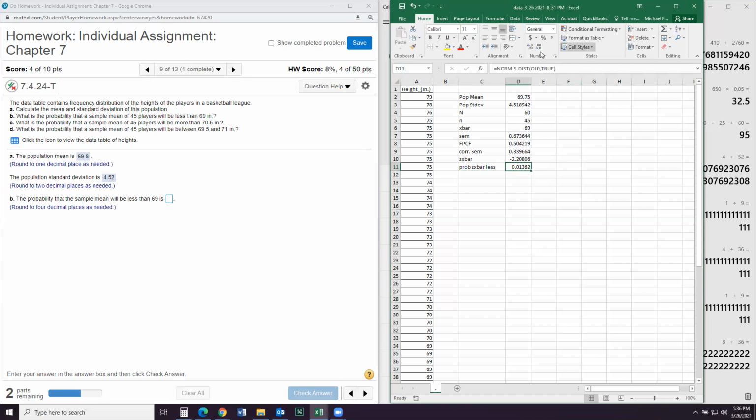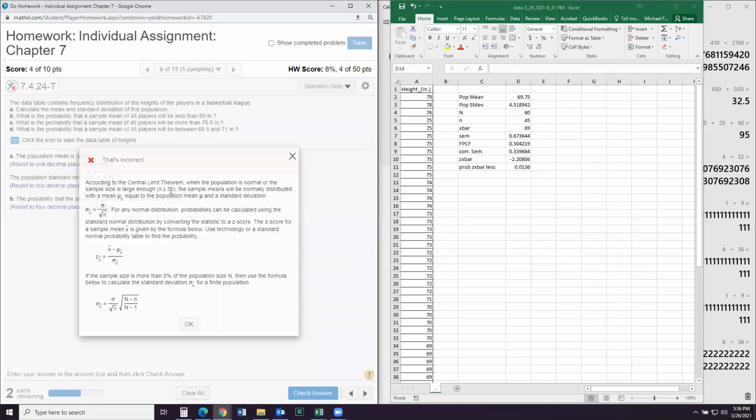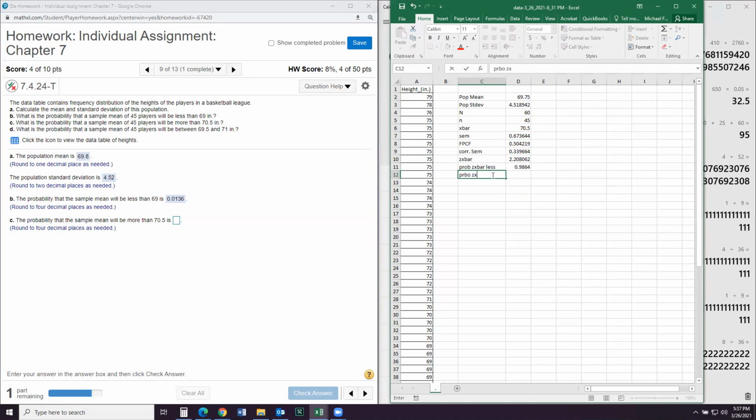That's for 4 decimal places. Sometimes I like to do that so I don't have to figure it out. 0.0136. There we go. The next one wants the probability the sample mean is more than 70.5. So if I put in 70.5 right here for x bar, this is going to return the probability that it's less than. So my probability that it is more will just be 1 minus the probability that it's less. 0.0136.